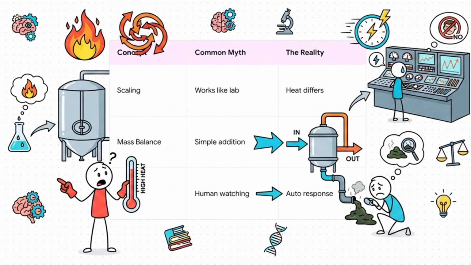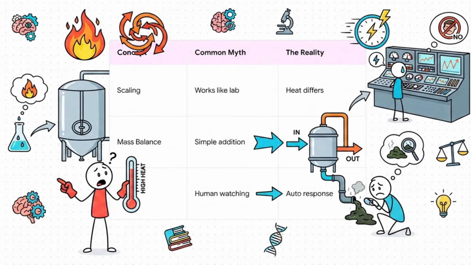So, now that we've seen it all in action, let's rapid fire through some common myths people have about this field. First up, scaling. The big myth here is that if it works in a lab, it just automatically works bigger. The reality? Heat and mixing act completely differently at massive scales.